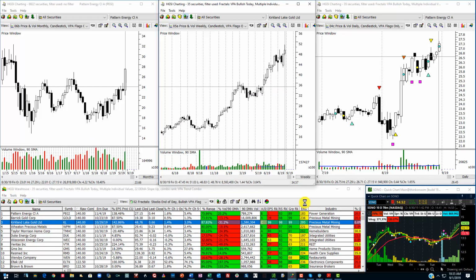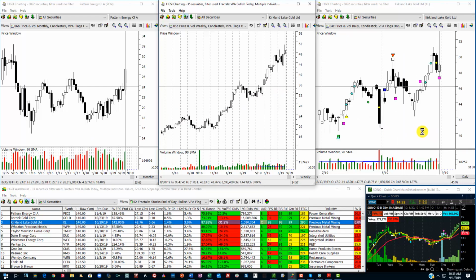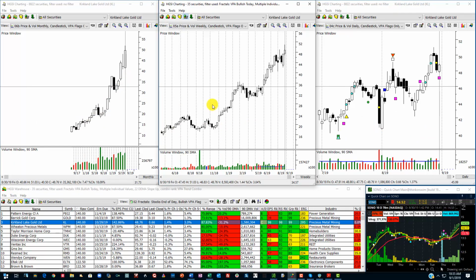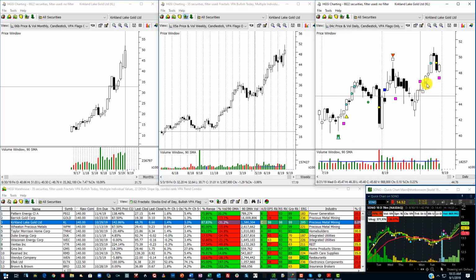Let's look at the Barrick Gold, or let's look at Kirkland. Been a strong monthly chart and a strong weekly chart, and then the daily charts kind of been all over the place, but here we have a low volume test.